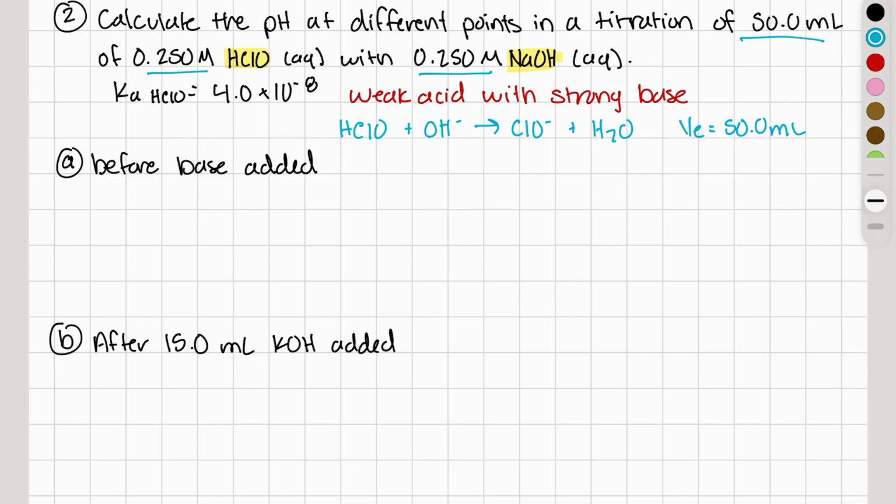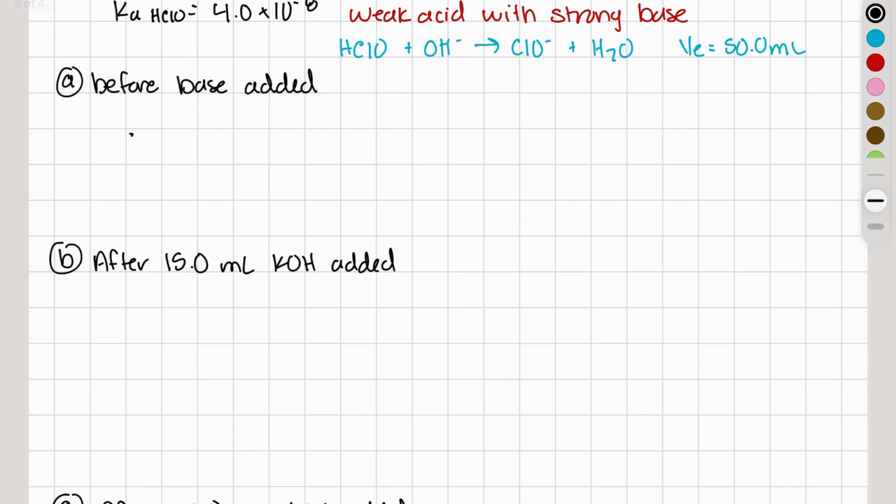But the first part asks, what is the pH before any base is added? So in this case, let's think about what we actually have in solution. This is just the bottom flask. We haven't added any of our titrant yet. And in here we have that HClO. And HClO, like we said, is a weak acid. So right now we just have that weak acid solution. And in previous learning objectives, we learned that finding the pH for a weak acid is done using that Ka value. Specifically, Ka is x squared over F minus x.